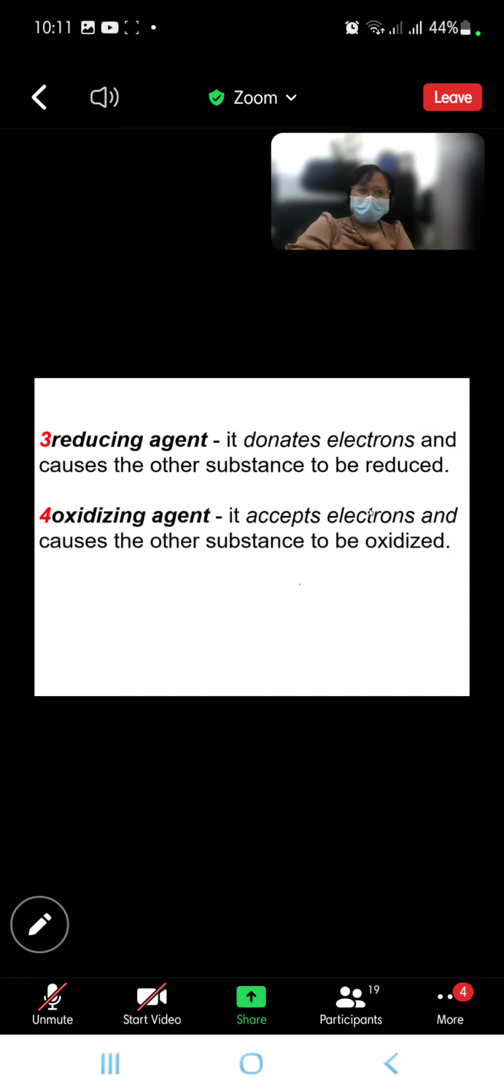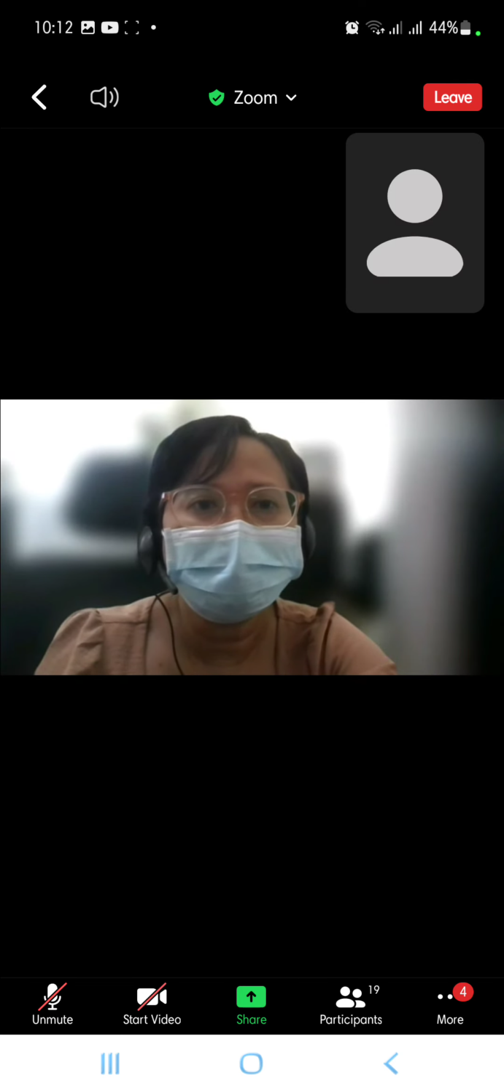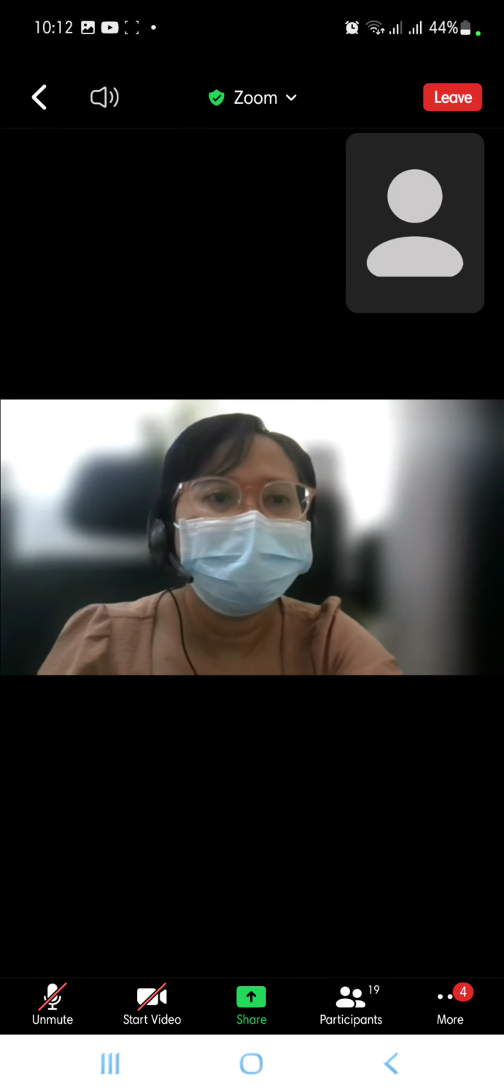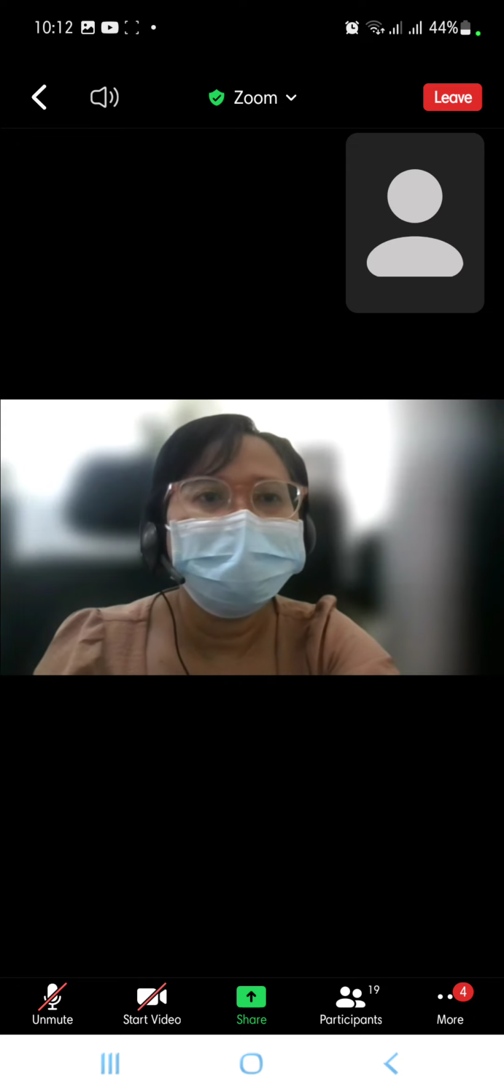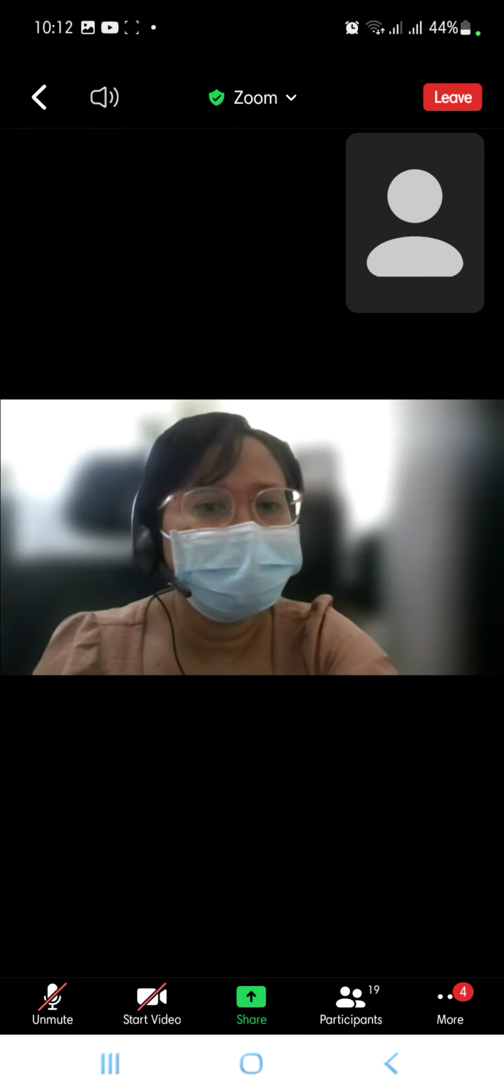Okay. So there is what we call reducing agent and oxidizing agent. Wait lang ha. Budget lang kaayo ha.